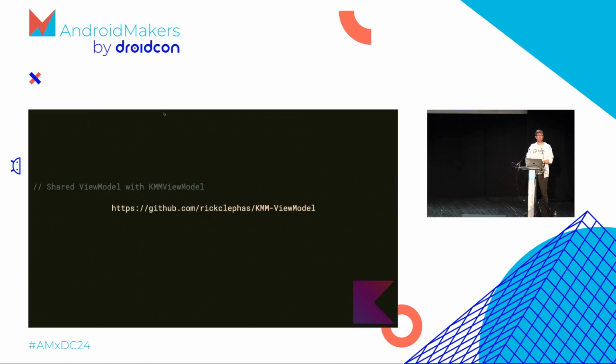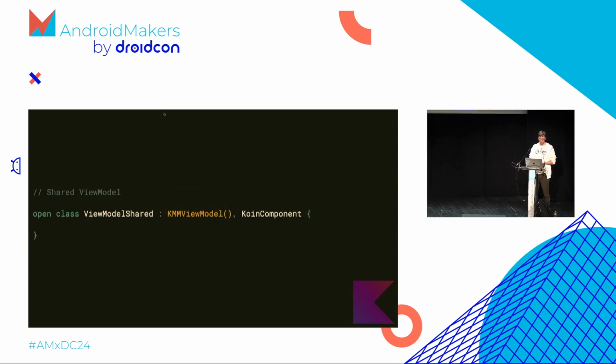Some shared view model solutions. What you have currently, you have KMM ViewModel and you have Moko MVVM, let's say until these days. And this is a community project that lets you really implement the view model aspect for both platforms. What you need to do is use KMM ViewModel from the library that we are using. And then we are using the same approach, we are bridging with KoinComponent, okay?